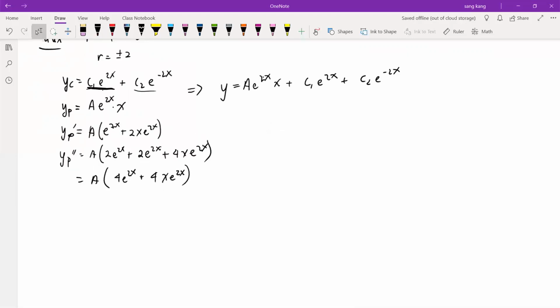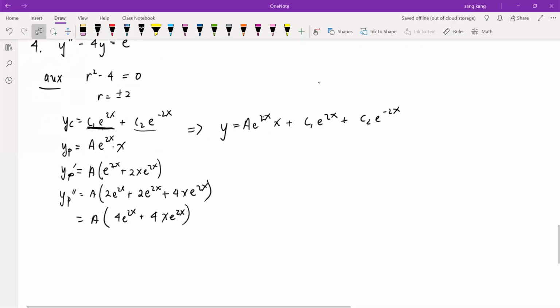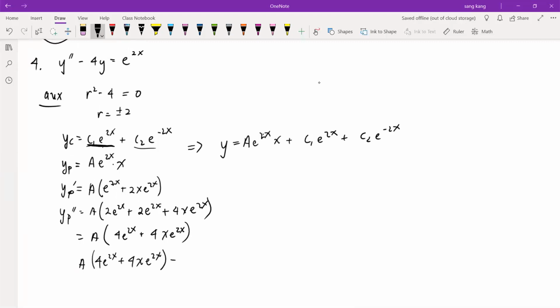So now let's plug into our differential equation. So y double prime is going to be a 4 e to the 2x plus 4x e to the 2x, minus 4 times y. So 4 times y is 4a e to the 2x times x. This equals e to the 2x.